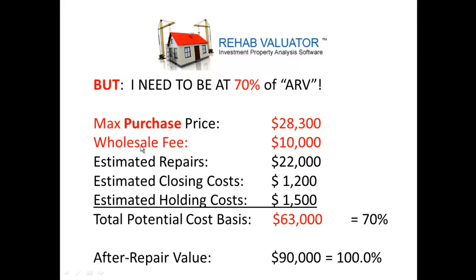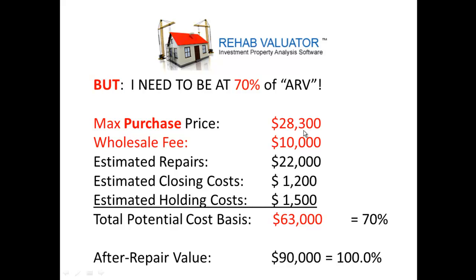And by the way, if you're wholesaling, then you simply need to figure your wholesale fee into these numbers. So subtract an additional $10,000. If you wanted to make a $10,000 wholesale assignment fee, then you just subtract that out, and now the maximum you can offer is $28,300.